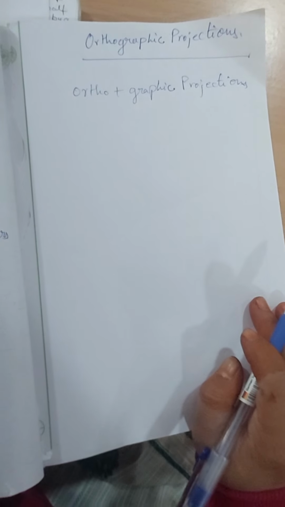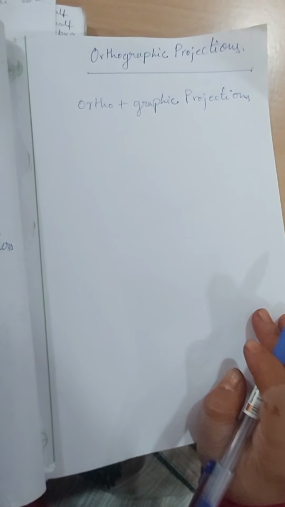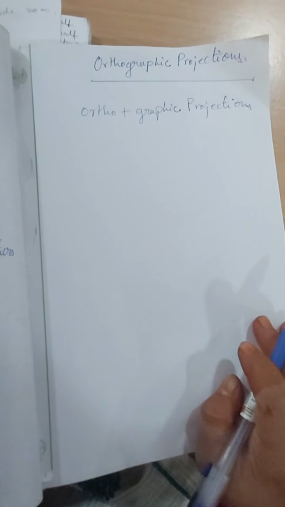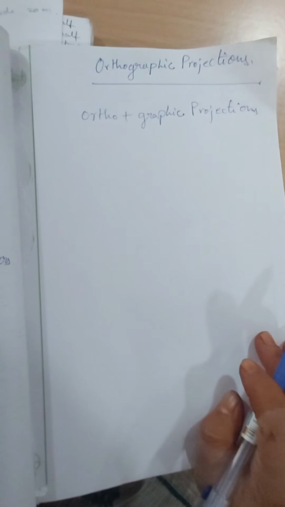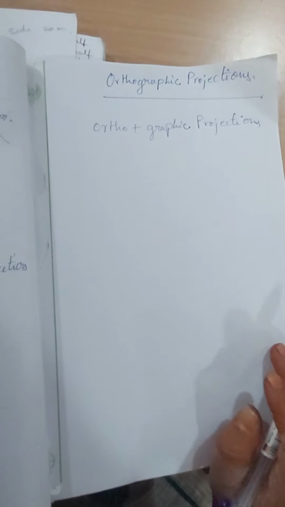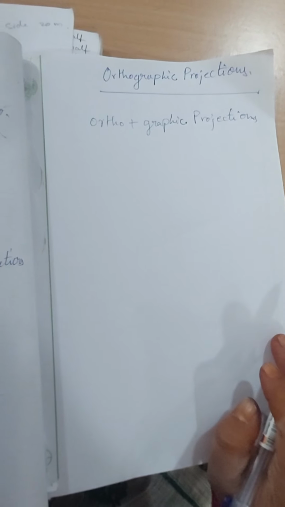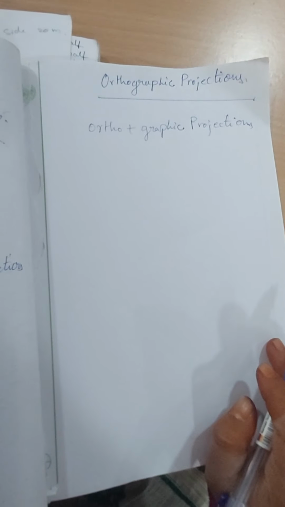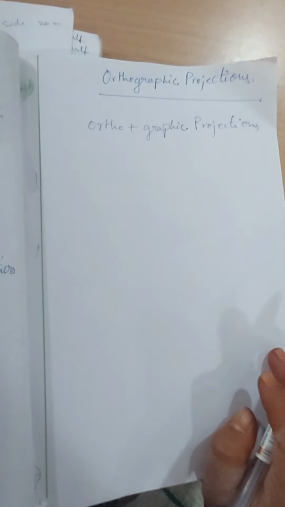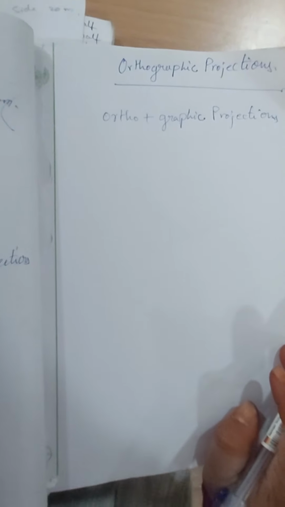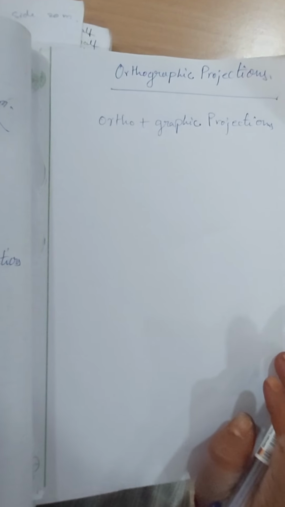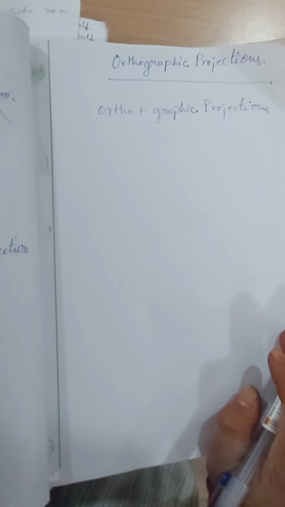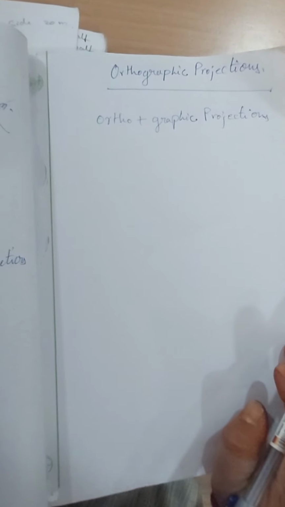So, the word ortho means perpendicular. In these projections, the projectors are perpendicular to the projection plane and parallel to each other. Here, the projectors are nothing but the rays which we are observing from the point of sight of an object.